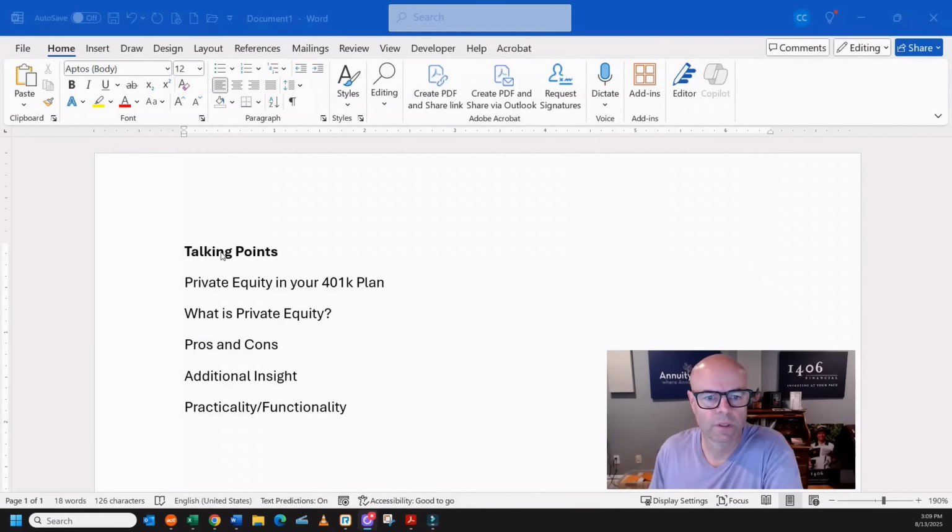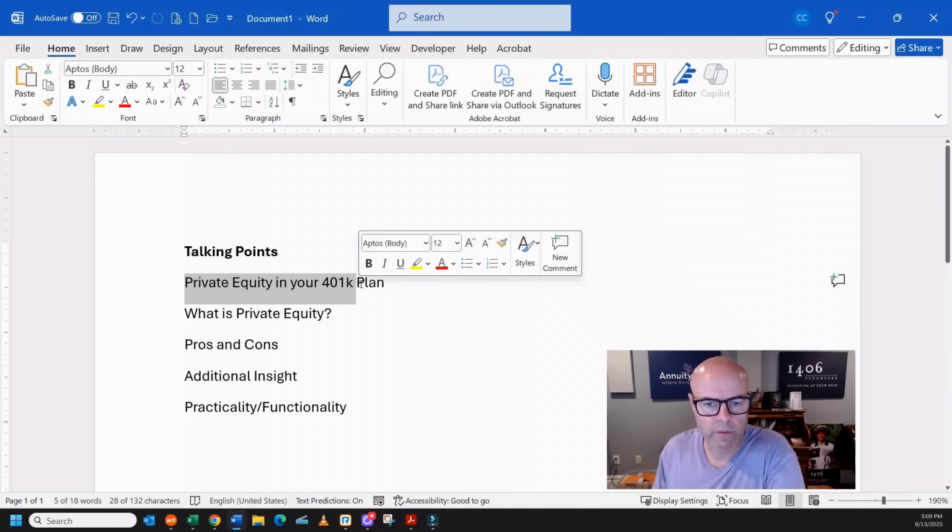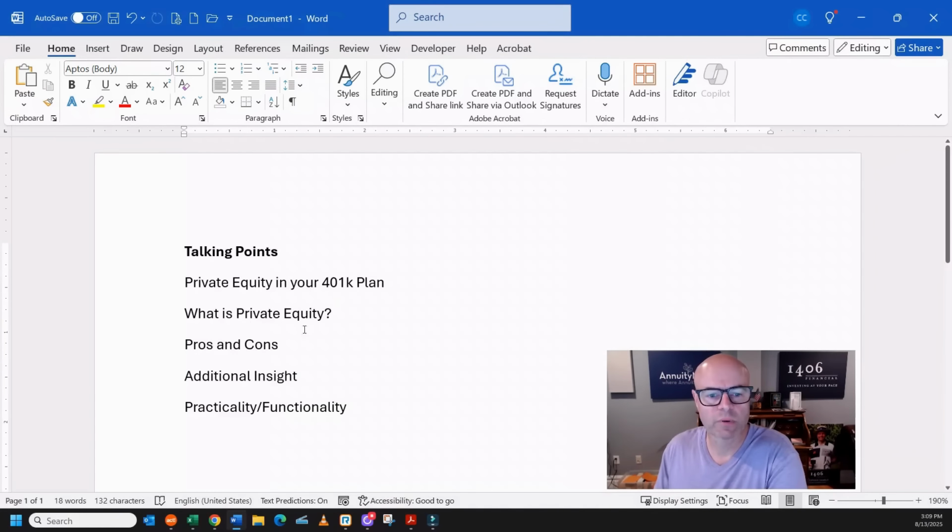So here's the agenda. I'm going to stay on track to some talking points. Private equity in your 401k plan. Well, first, what is private equity? What are the pros and cons? I have some additional insight. And then there's some practicality and functionality with this that we're going to have to figure out.